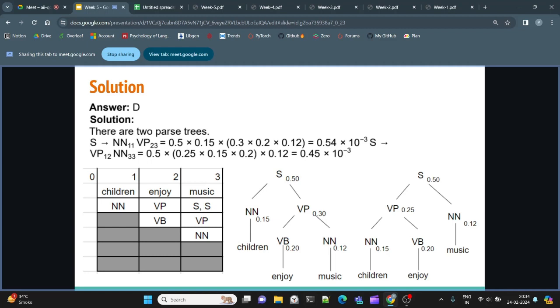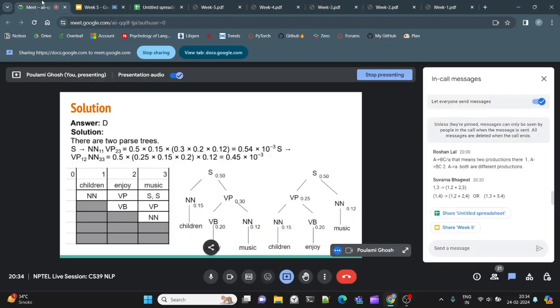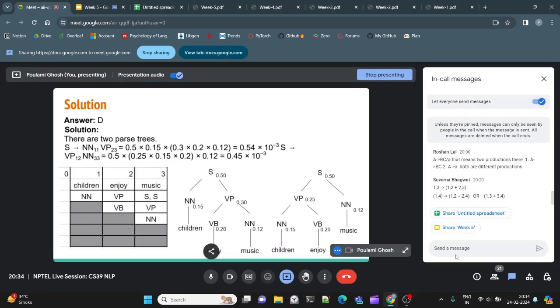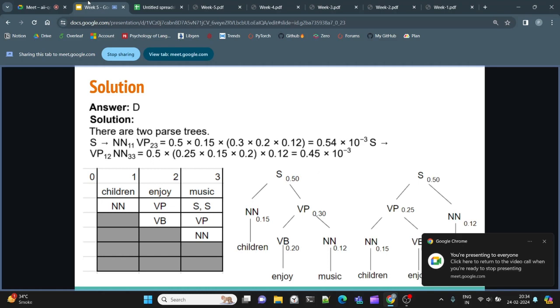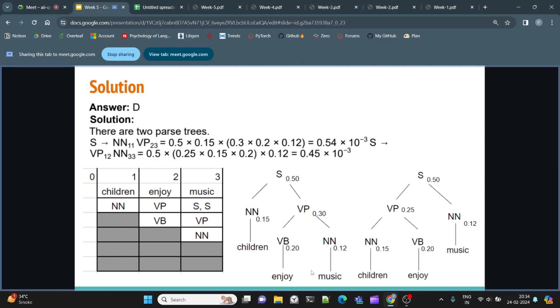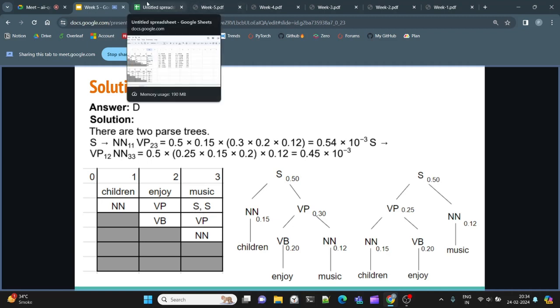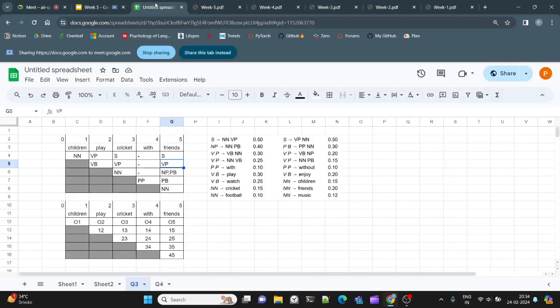Any other doubts? Yeah, why do we come up with the alternate for that VP and NN, when the first one matches? If we do the CKY algorithm, in the last cell we'll see that we are getting S comma S. Whenever we get this, it means that this tree can be derived in two possible ways. We can quickly try solving it.